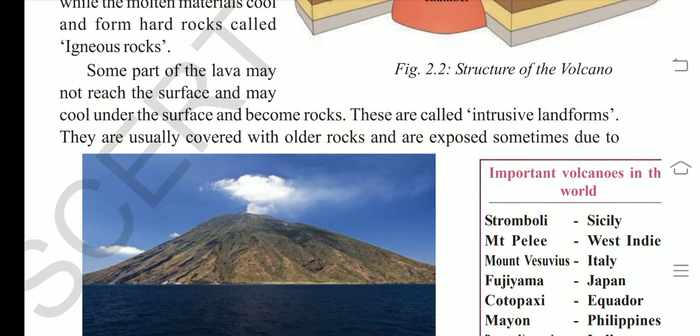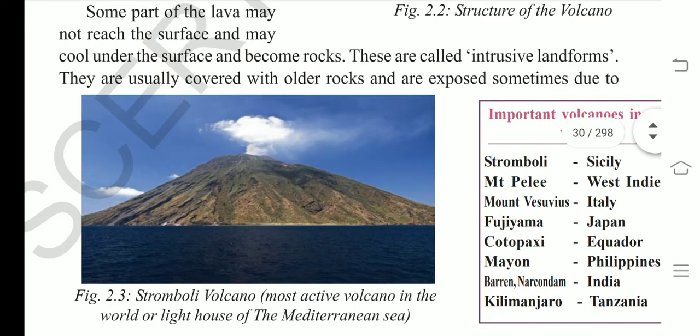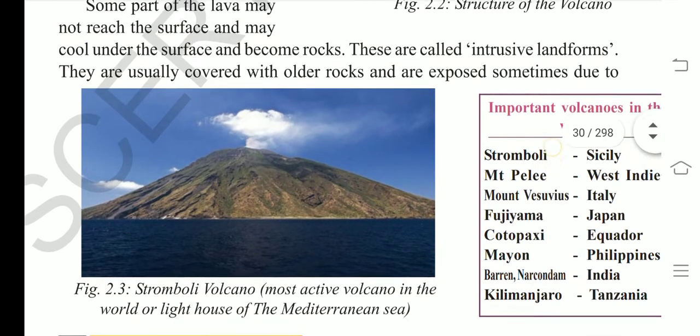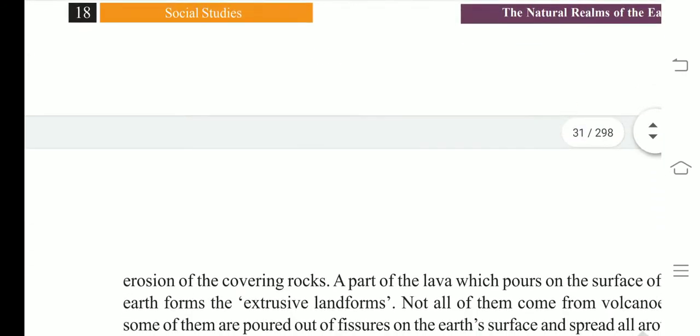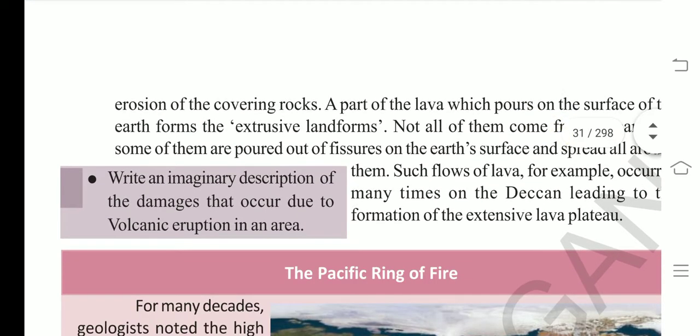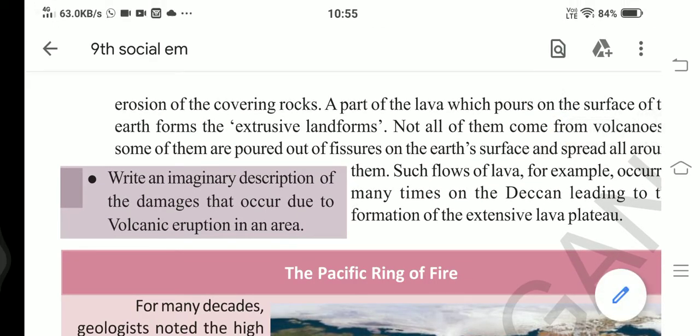There are many active volcanoes in our world. Some are given in the table, right? Here, Stromboli is an active volcano in the Mediterranean Sea. Then what are the active volcanoes in our India? Barren and Narcondam. These are active volcanoes in our India. Understand? So we have seen extrusive and intrusive landforms.